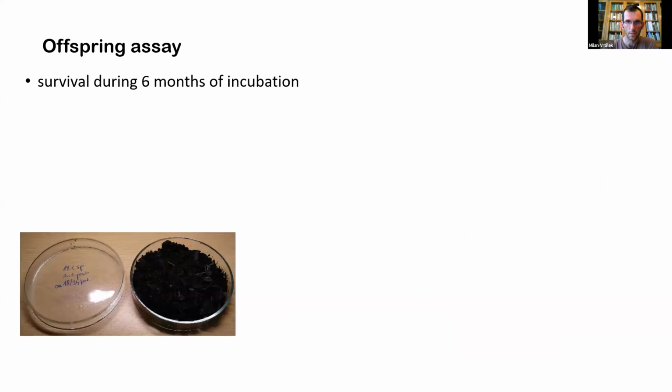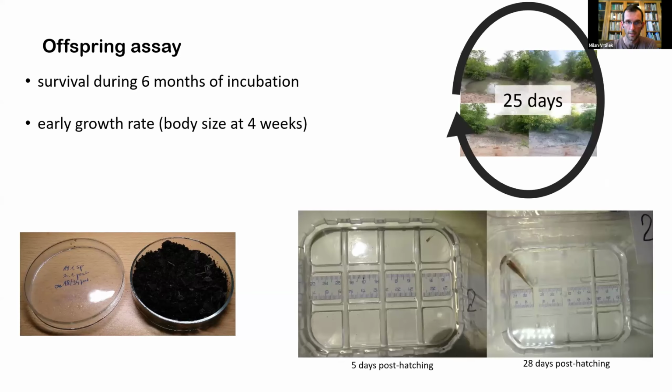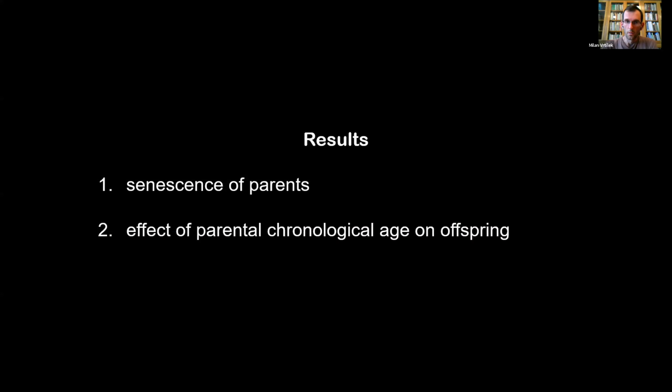One of the offspring traits that we assayed was their survival of this extended period that corresponds to the duration of the dry season in the natural habitat. And the second one was their early growth rate. So we measured how fast the fish grew during their first 4 weeks of life after they hatched. So we have the preliminary results, and we focus on the senescence of the parents, and then how the chronological age of parents affects the offspring viability.